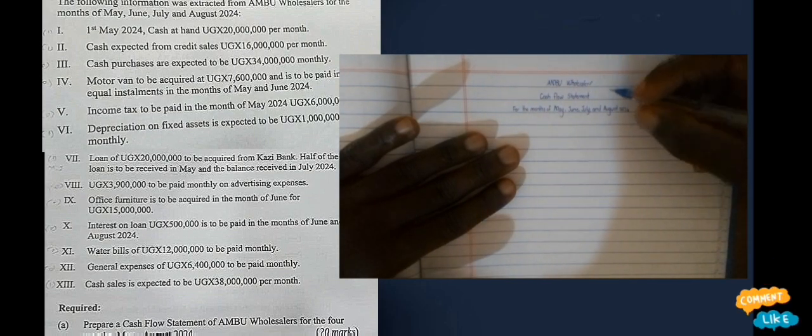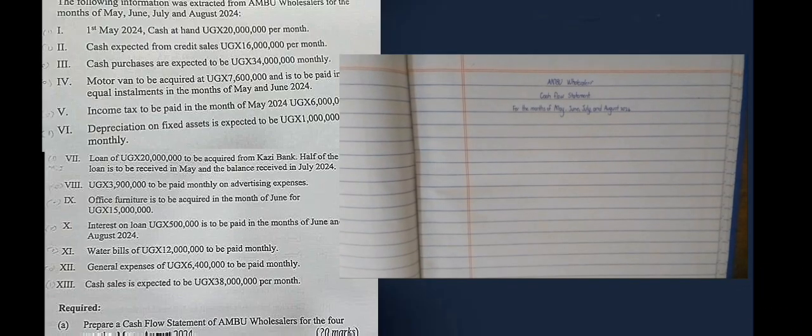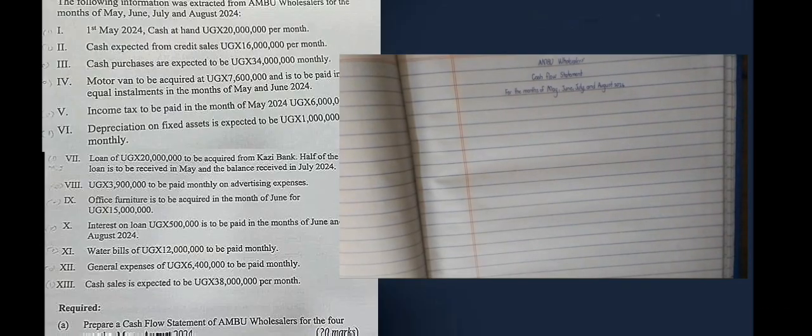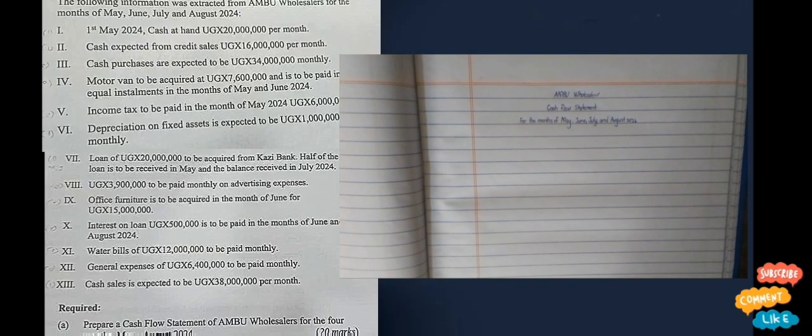So every financial document has a title of three parts: the business name, the document, and then the period, the accounting period we're going to perform the document for.